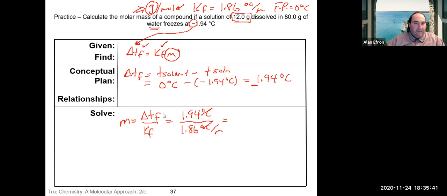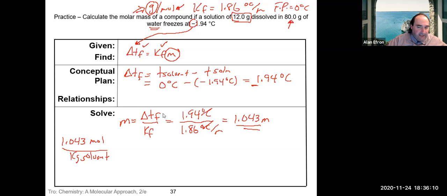That's going to give us something like 1.043 molality here. And remember that this number is not moles, that is molality, which is moles per kilogram of solvent. So this is basically moles per kilogram of solvent. And remember, we want just moles here, so that's where the last piece of information is going to come from.